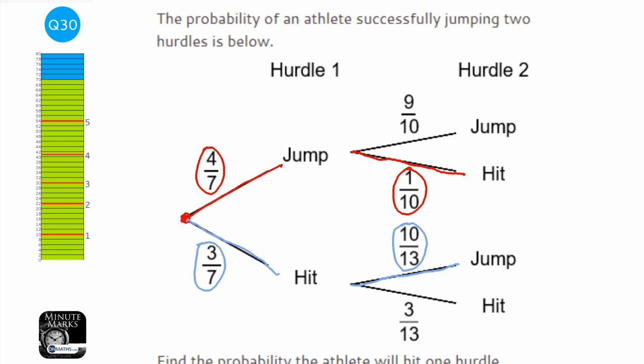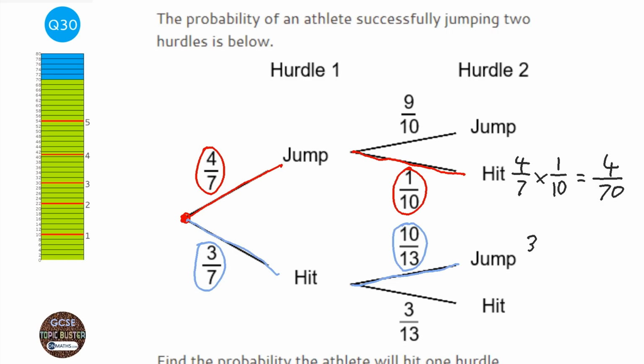Okay, what we need to do next is work out the probabilities he will jump the first one, then hit the second one. So we just get the 2 fractions and times them together. So that would be 4 over 70. No need to cancel at this point. Okay, and let's work out the probability you hit the first one and then jump the second one. So that's 3 over 7 times 10 over 13.